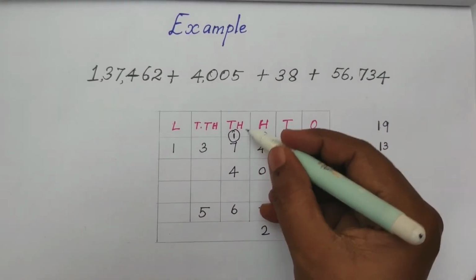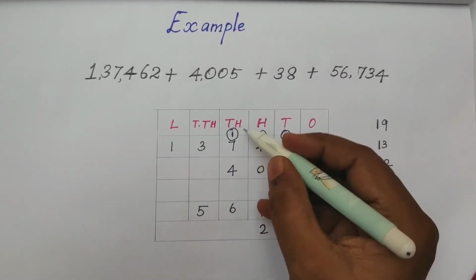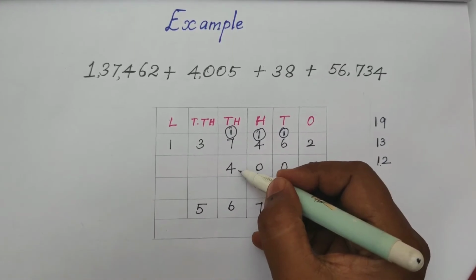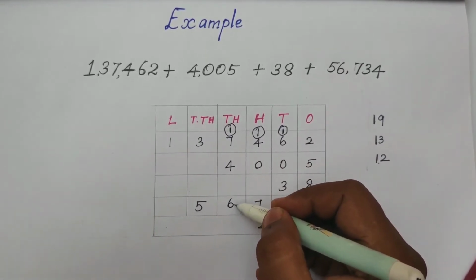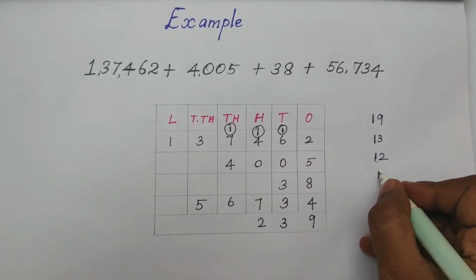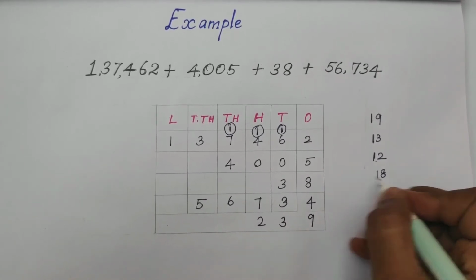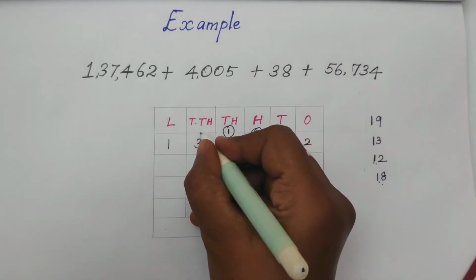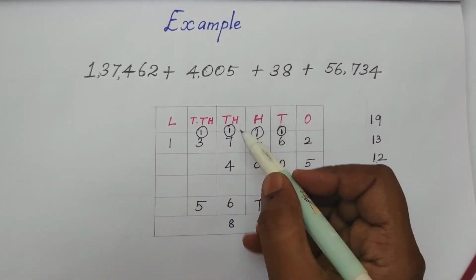Now let's count the thousands place. 1 plus 7, 8. 8 plus 4, 12. 12 plus 6, 18. In this 18, we will write 8 in thousands place and 1 will carry forward to the 10,000s place.